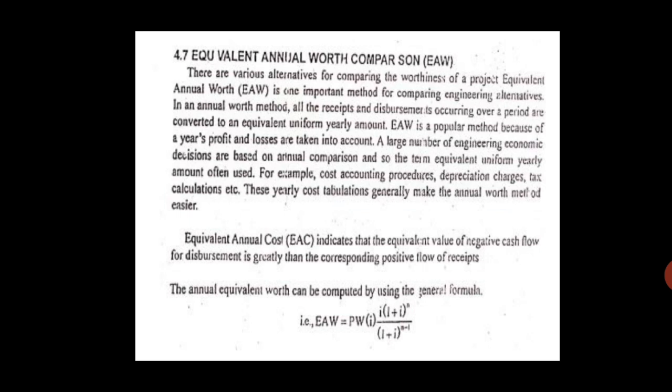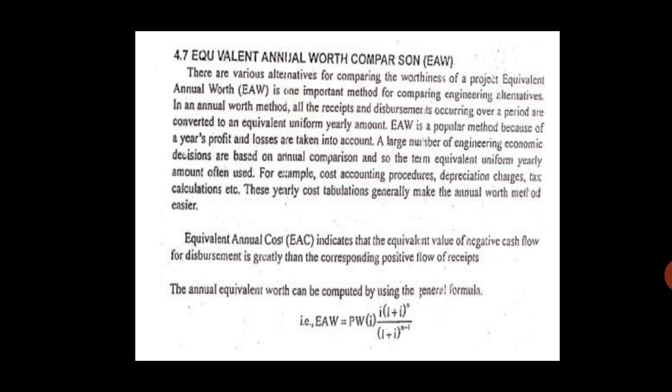Equivalent annual cost indicates that the equivalent value of negative cash flow for disbursements is greater than the corresponding positive flow of receipts. One is you get receipts, meaning the inflows. Outflows are called expenditures or disbursements. So when the expenditure is more and the income is less, then it becomes more of a cost.